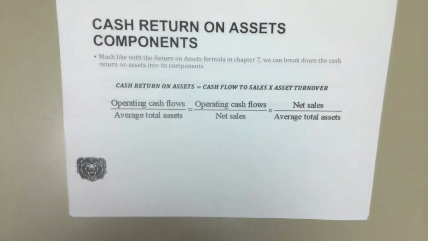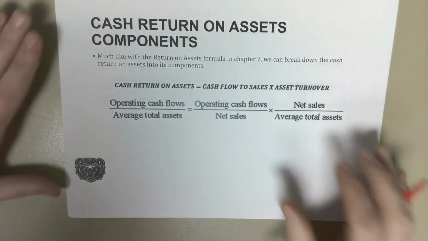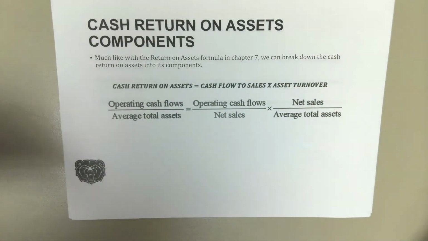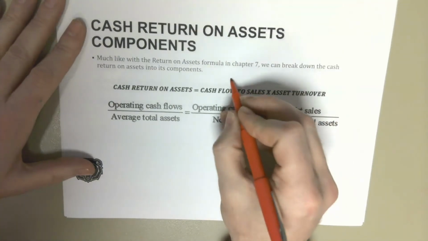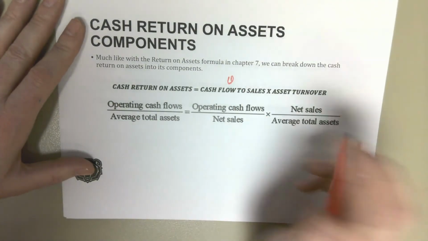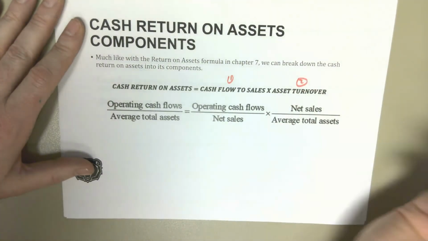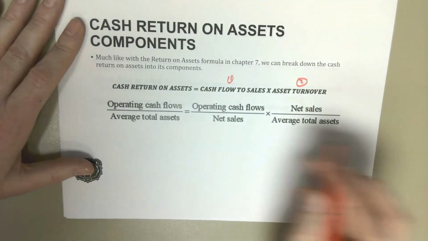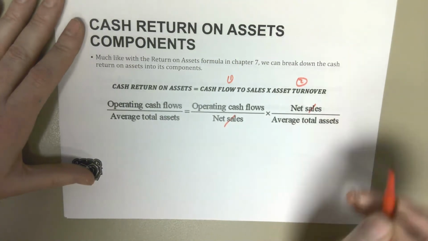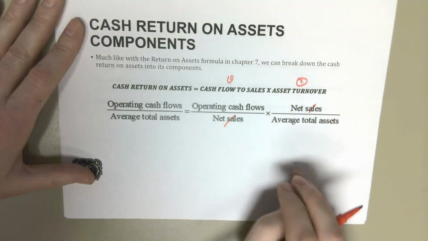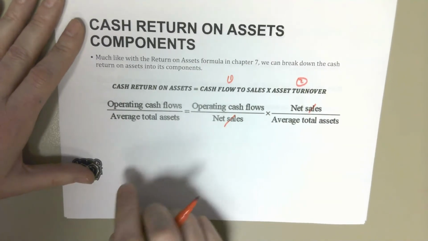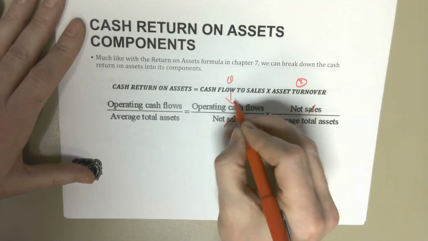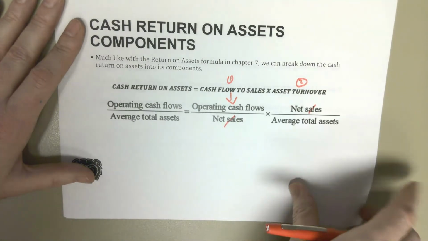Okay. Now, just like the return on assets formula from Chapter 7, we can break down the cash return on assets into different components. Those components are cash flow to sales, which is a new one for us, and asset turnover, which we already know from Chapter 7. So once again, we can simply eliminate net sales from the numerator and denominator of these two, and you get operating cash flows over average total assets. So this one right here is your cash flow to sales, and we will calculate that here pretty quickly. Okay.